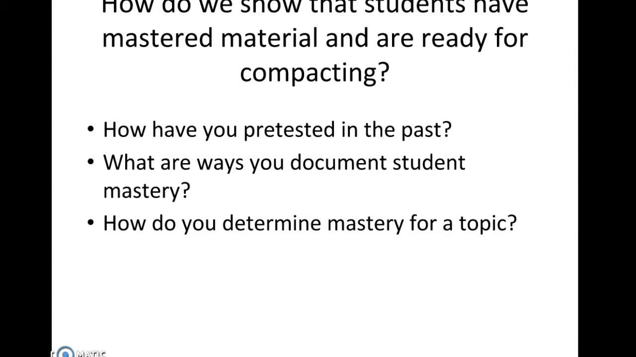So, if we know that we have these students in our class, how do we show that they have mastered the material and that they are ready for compacting? Before we get started discussing this, I want you to think about your own classroom. How have you pre-tested in the past? What are some other ways that you document student mastery, such as portfolios, summaries, and so on? And then how do we determine mastery for a topic? How do we know if a student has mastered a topic or a subject?